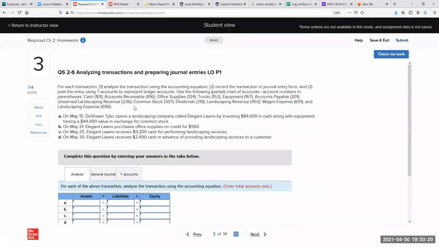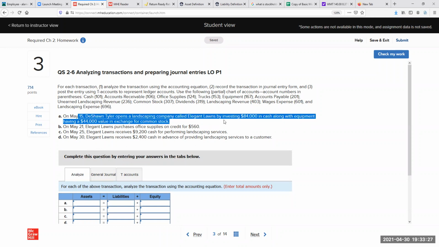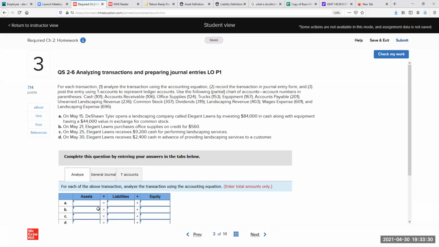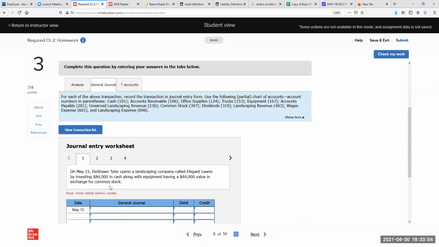Analyzing transactions and preparing journal entries. Now here they want us to use 3 steps. So I'm going to do the first one for you. May 15th, Deshaun Tyler opens a landscaping company called Elegant Lawns. He invests $84,000 in cash and $44,000 of equipment. So that's $128,000 of assets. There are no liabilities, so it's $128,000 of equity he has.